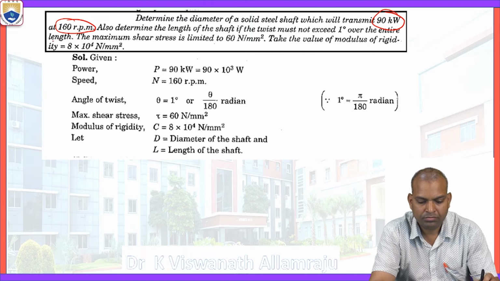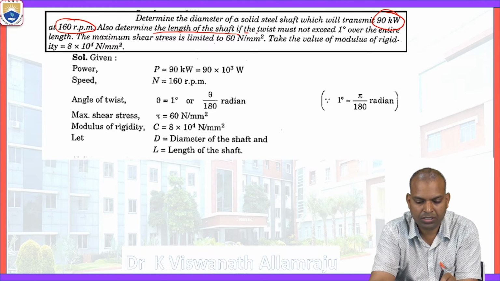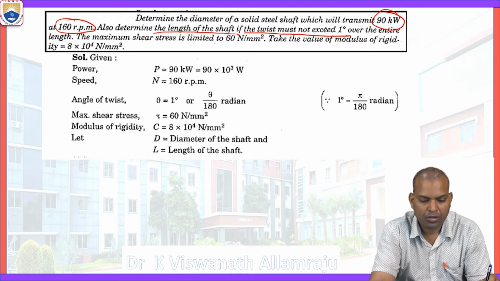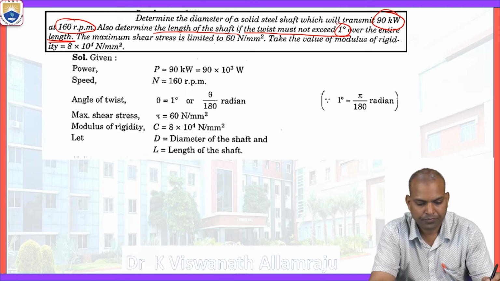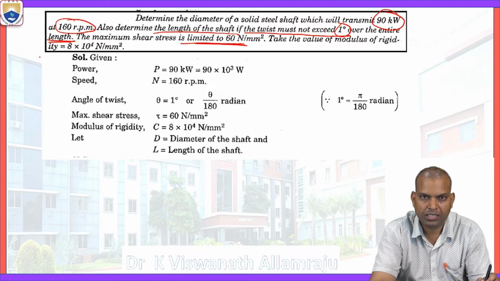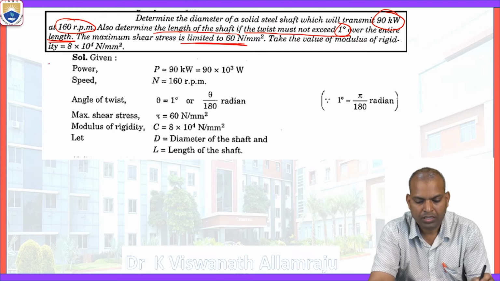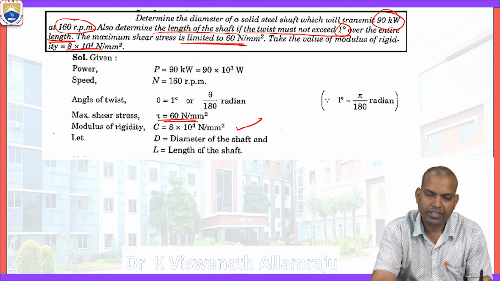Also determine the length of the shaft if the twist must not exceed 1 degree over the entire length. The maximum shear stress is limited to 60 Newton per square millimeter, that is the tau. Take the value of modulus of rigidity as 8 into 10 power 4 Newton per square millimeter. So these are the given data.